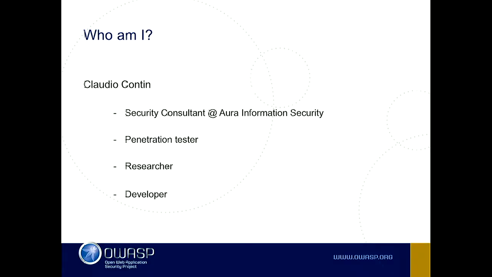So, quickly, my name is Claudio Contin. I'm a penetration tester at OWASP Information Security. As part of our job, we also do research, and I have a long history as a web developer, mainly Java, PHP, and a long history of Ruby on Rails.